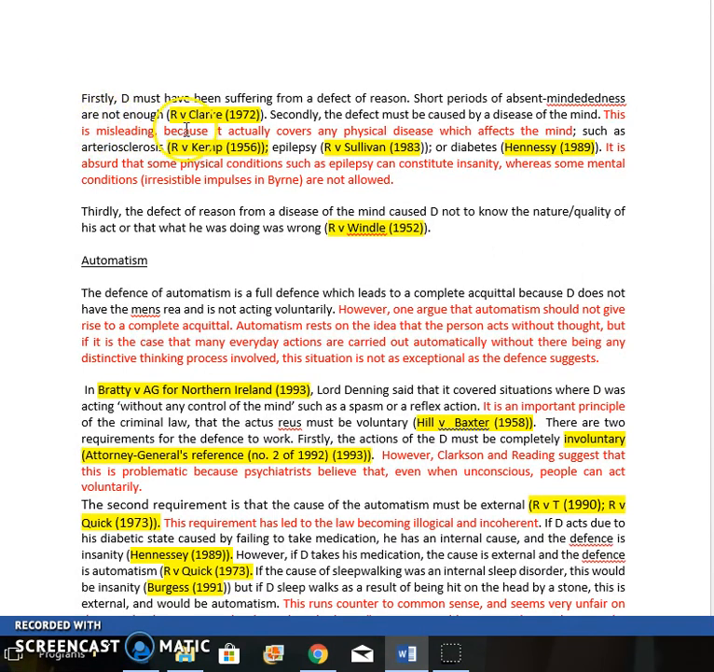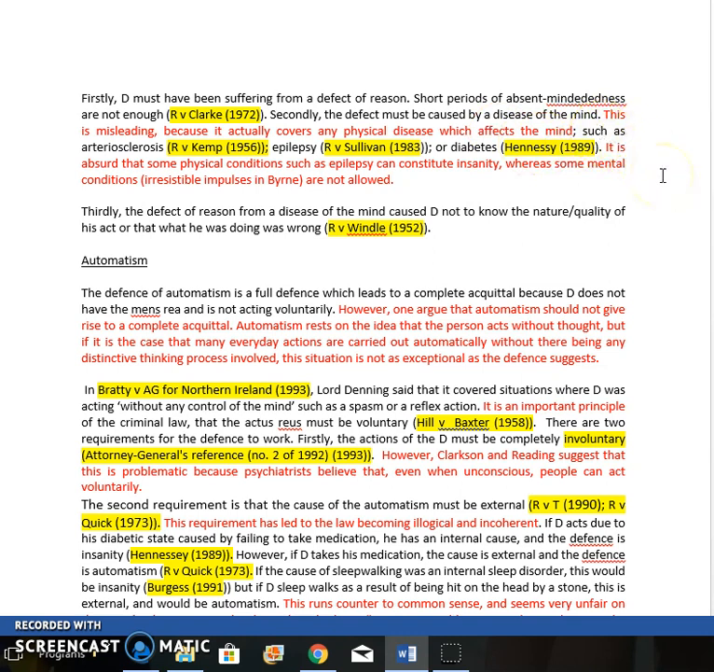So in the case of Kemp, arteriosclerosis was held to be a disease of the mind, although that was a disease which actually affects the veins because the blood wasn't going to the brain quick enough. It affected the brain. It was a disease of the mind. In the case of Sullivan, epilepsy was a disease of the mind because that disease obviously affects the brain. Diabetes as well, a sort of physical condition, again, does affect the mind. So these all show that this disease of the mind element is misleading.